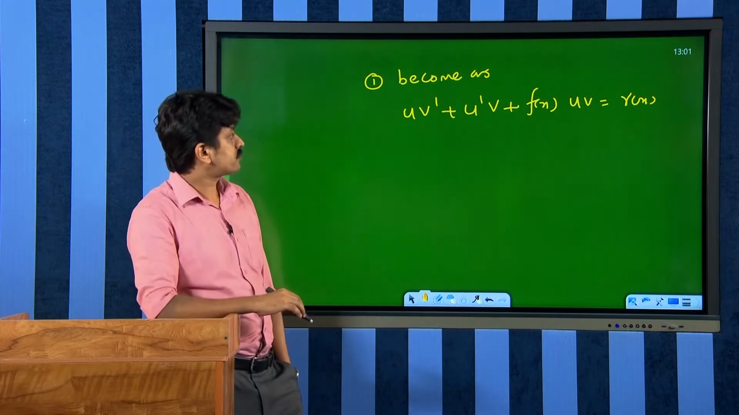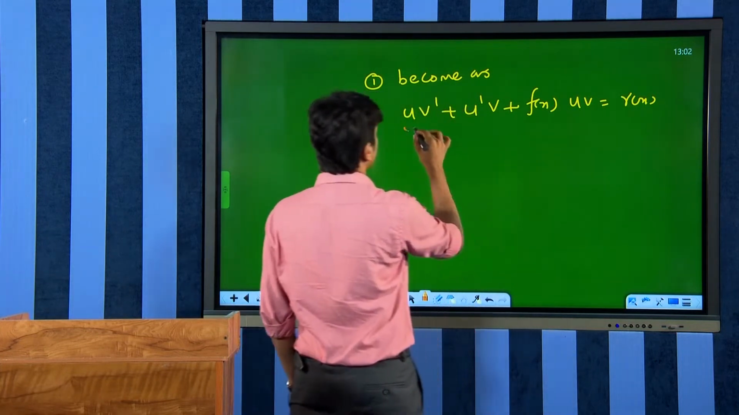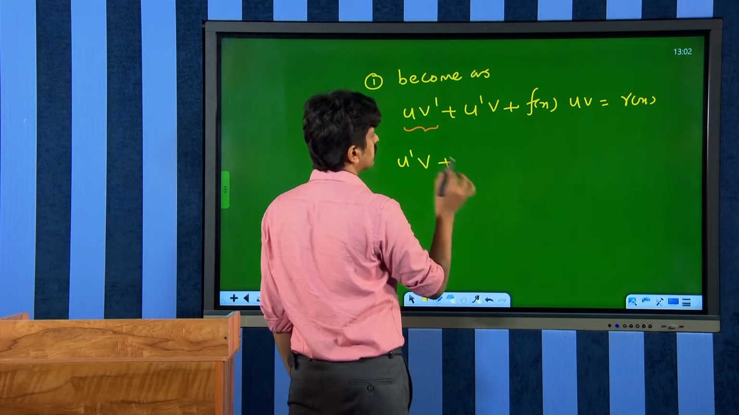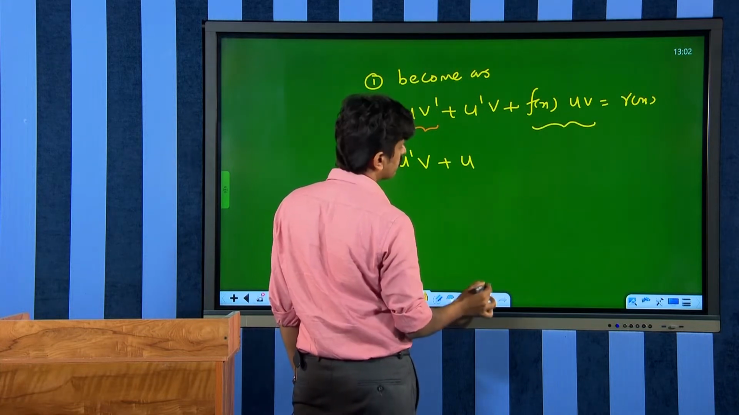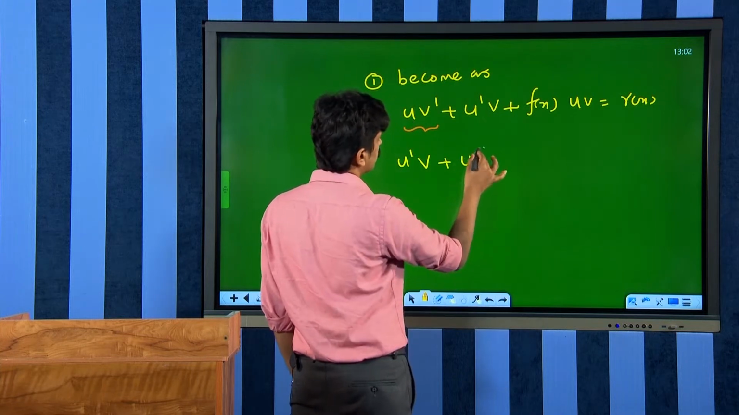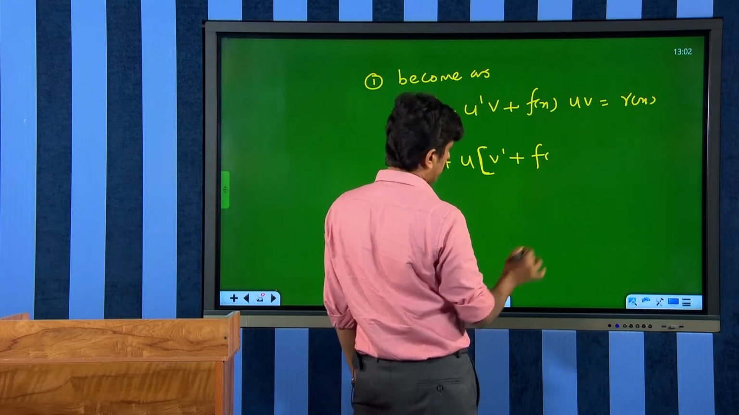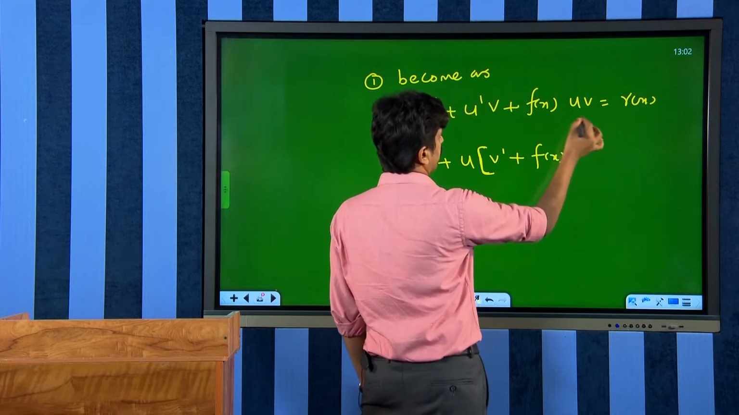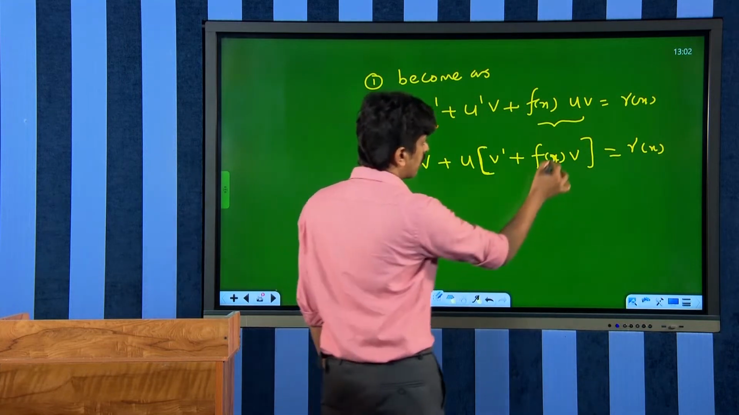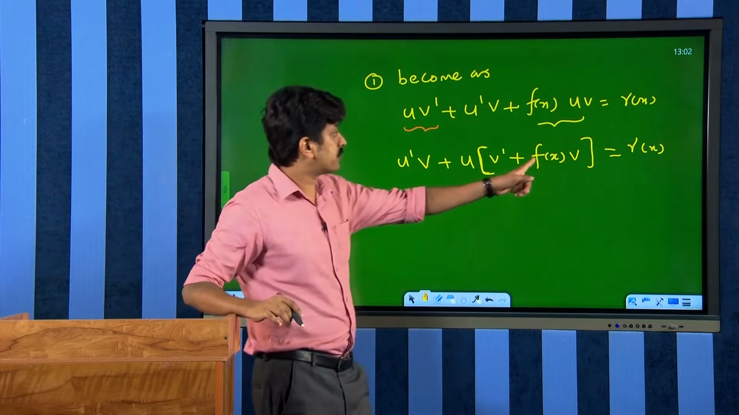From here, u is common, so we have u dash v plus u into v dash plus f of x into v, which is equal to r of x.